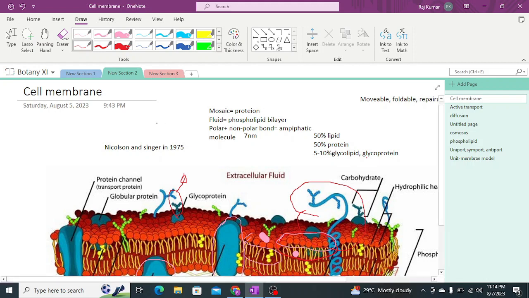Unsaturated hydrocarbons have weak bonds, due to which they are loosely packed and have more space, due to which there is more fluid and more fluidity, and as there is more fluidity, there is more flexibility. Due to this, in the cell membrane we mostly have unsaturated fatty acids rather than saturated fatty acids.